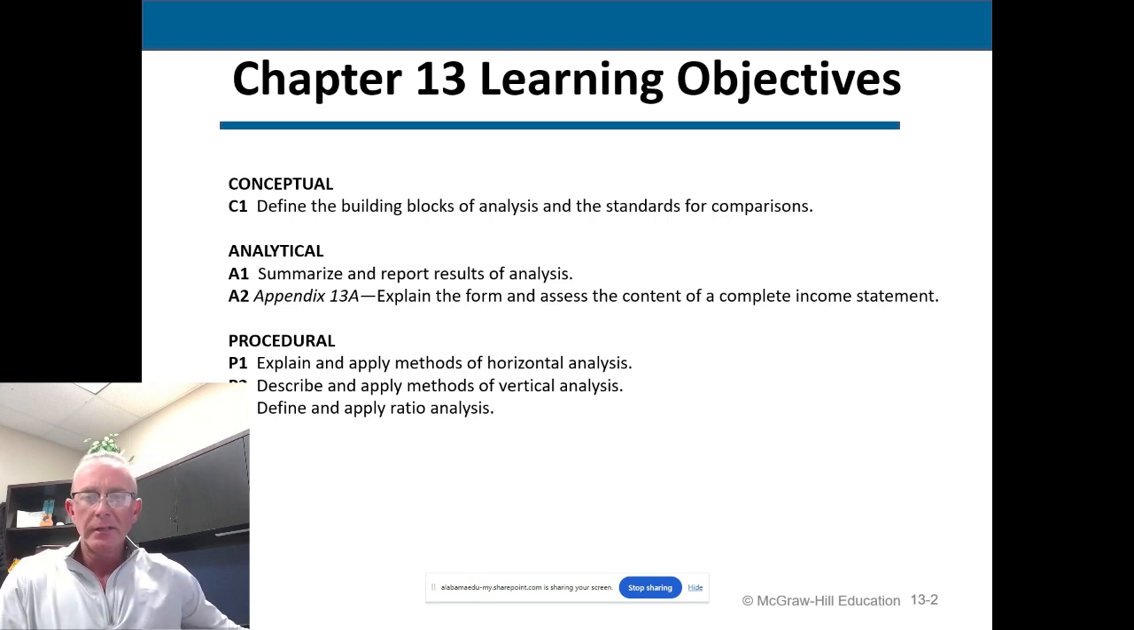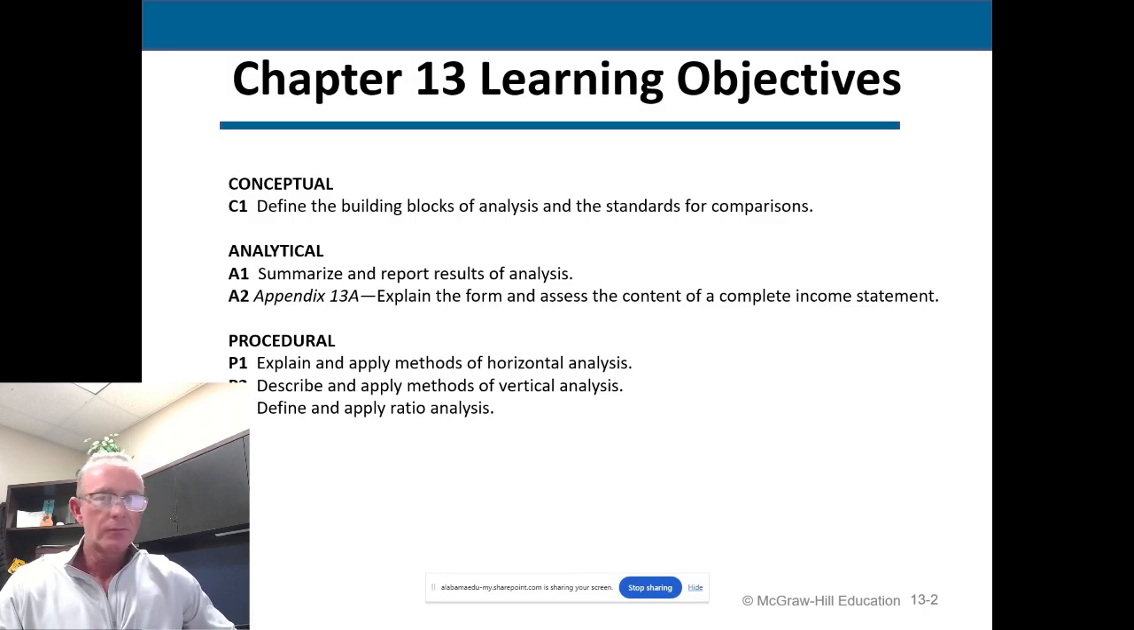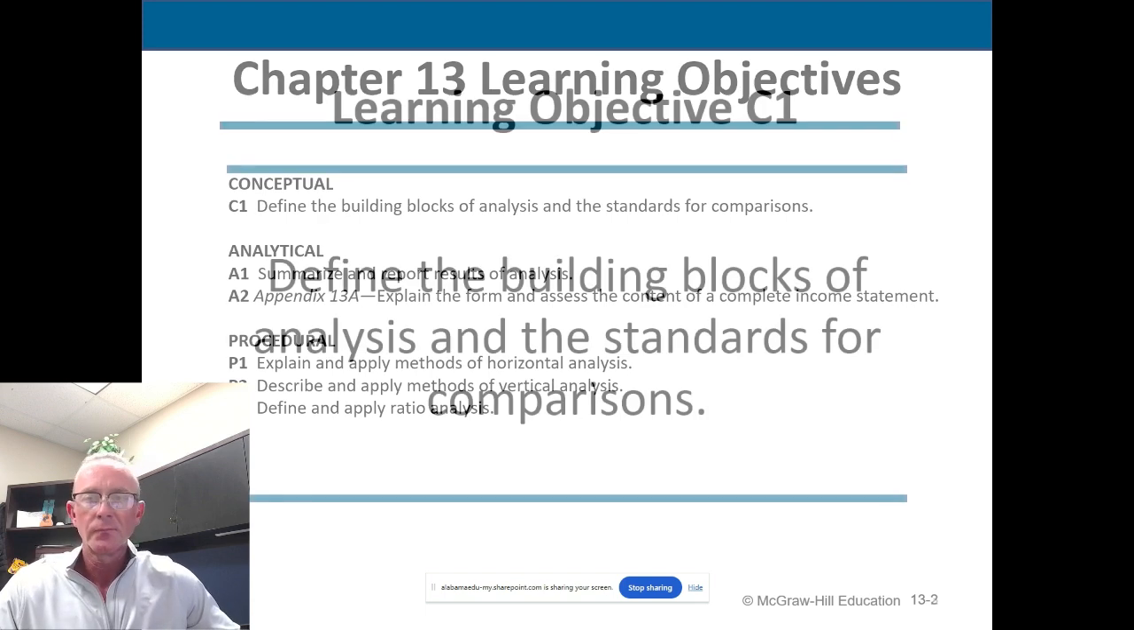All right, guys, chapter 13. This one is going to be quick because it is mostly ratio analysis and going over what we've already talked about in other chapters. It's not a lot of financial statement preparation. It's mostly looking at prepared financial statements and putting them into these ratios.